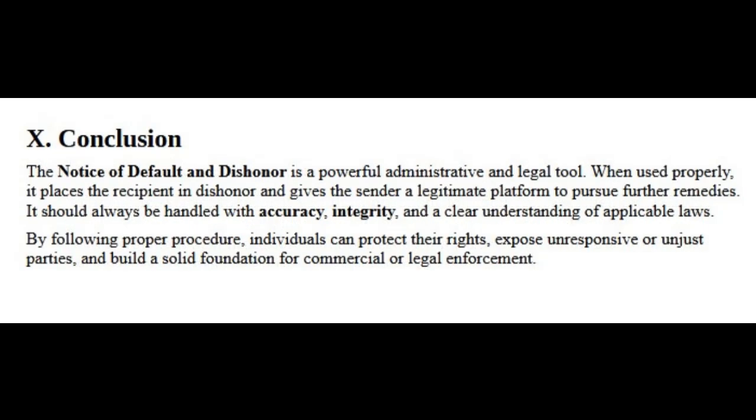10. Conclusion. The notice of default and dishonor is a powerful administrative and legal tool. When used properly, it places the recipient in dishonor and gives the sender a legitimate platform to pursue further remedies. It should always be handled with accuracy, integrity, and a clear understanding of applicable laws. By following proper procedure, individuals can protect their rights, expose unresponsive or unjust parties, and build a solid foundation for commercial or legal enforcement.